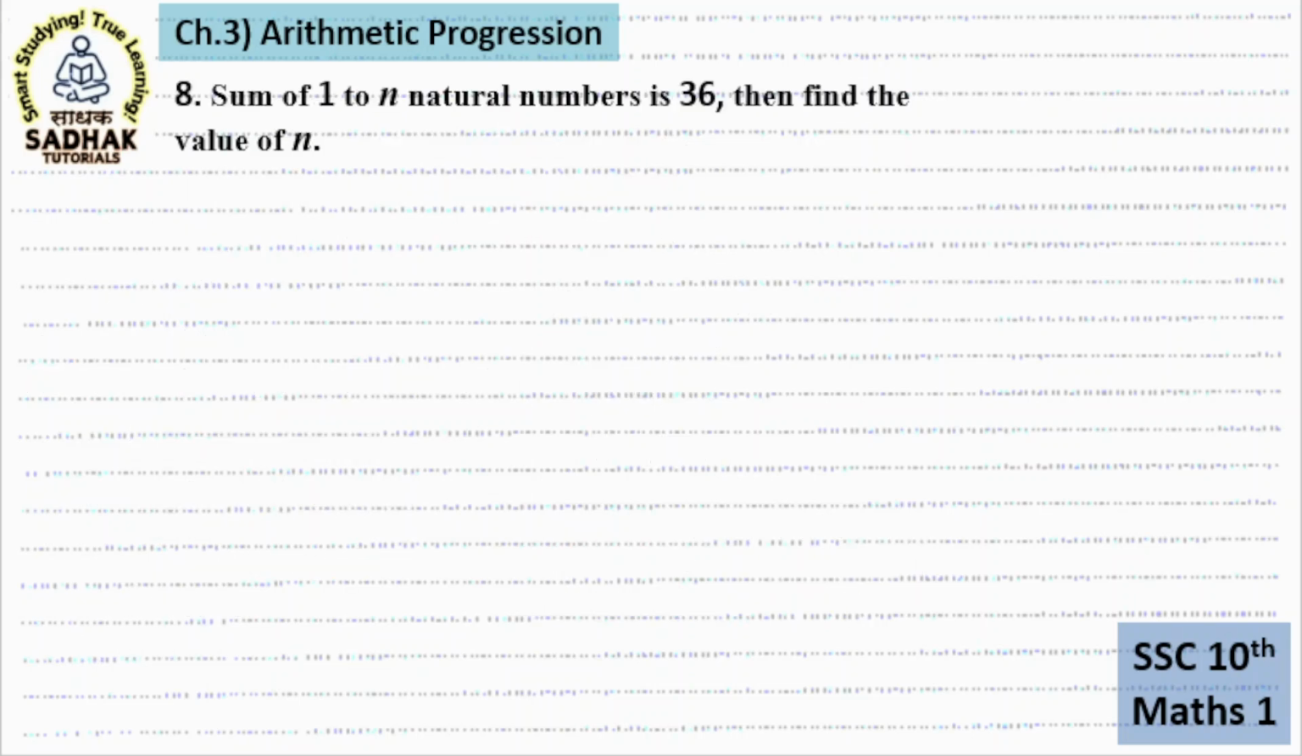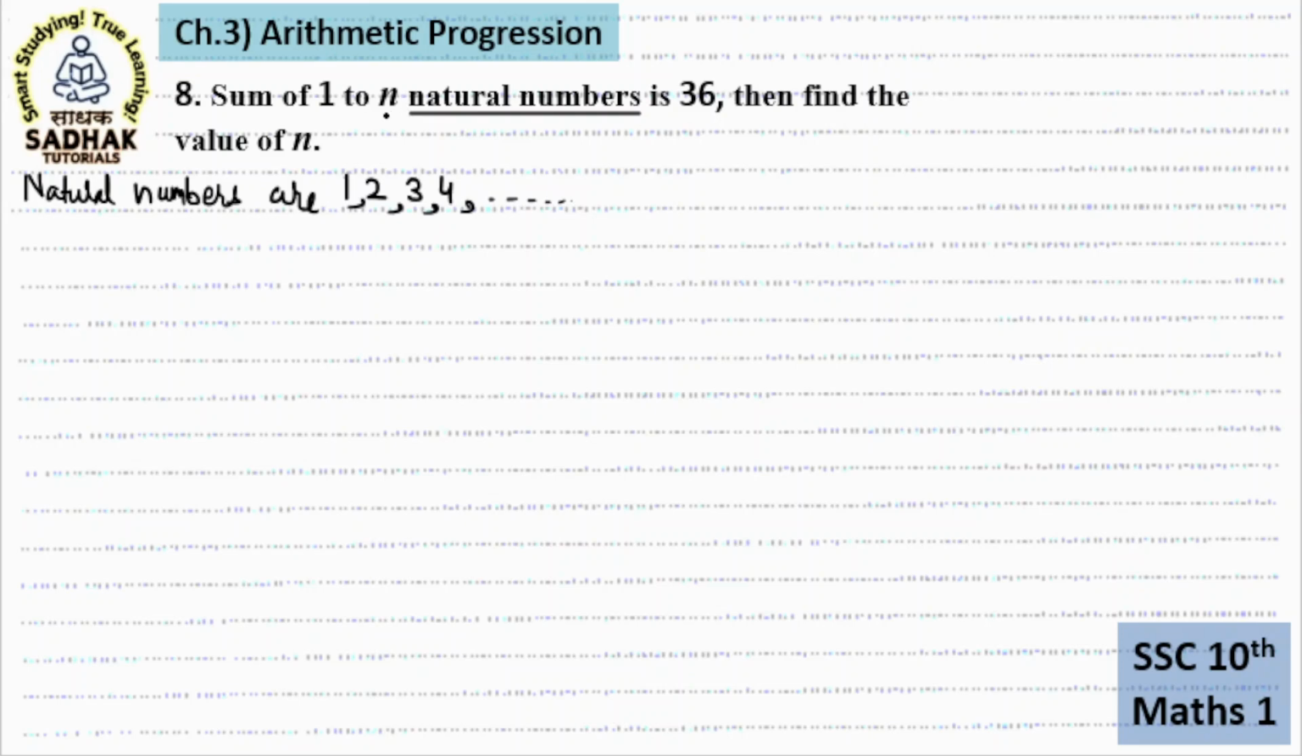Chalo, let us start solving question number 8 of the problem set. The sum of 1 to n natural numbers is 36. Then find the value of n. So let us first write what we mean by natural numbers. First, what is the AP here? You know that natural numbers are the counting numbers. So natural numbers are 1, 2, 3, 4, up to infinity we can say.